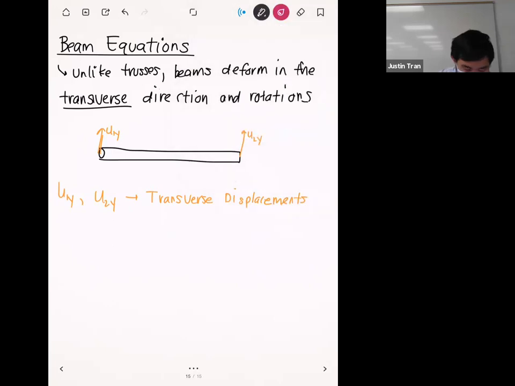The other thing we're going to consider is rotations. Basically, a rotation is considered a change in orientation of the beam at those locations.